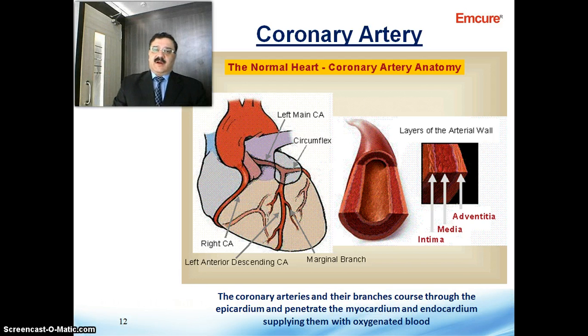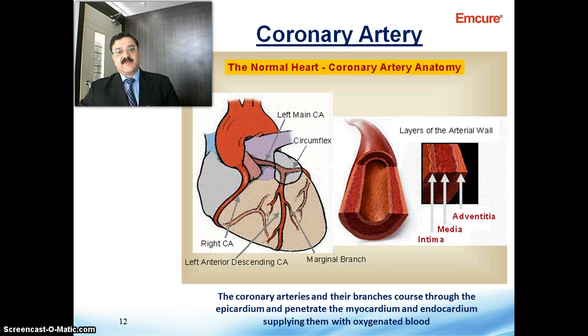The left coronary artery supplies a major chunk of the heart: it supplies the left ventricle and the left atrium, and it has two branches. First is the left anterior descending artery, that is called the LAD, and the second one is called the left circumflex artery, which surrounds the heart. So it is called the circumflex.